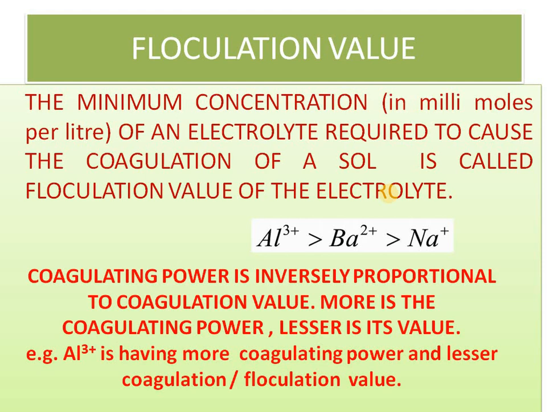Coagulation value is nothing but how much is required. If it is more efficient, less will be required. So this is the basic difference. The more the coagulating power, the lesser its value. Aluminium has more coagulating power and a lesser coagulation or flocculation value.